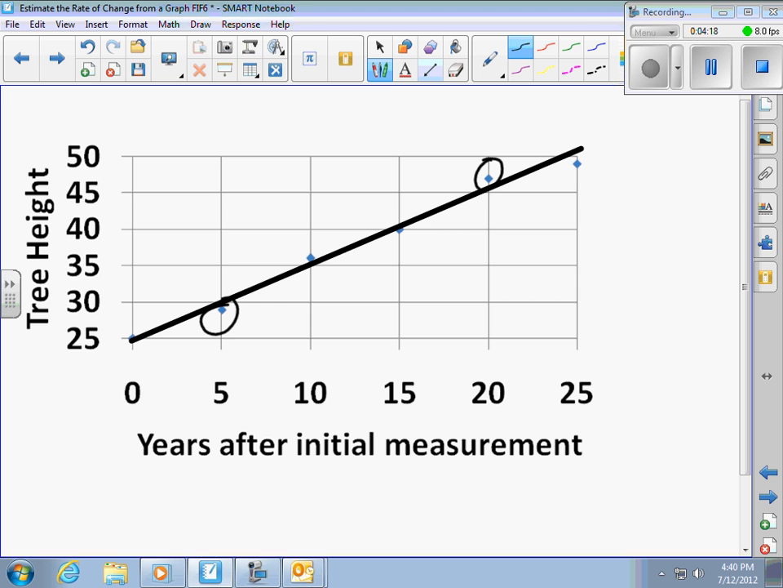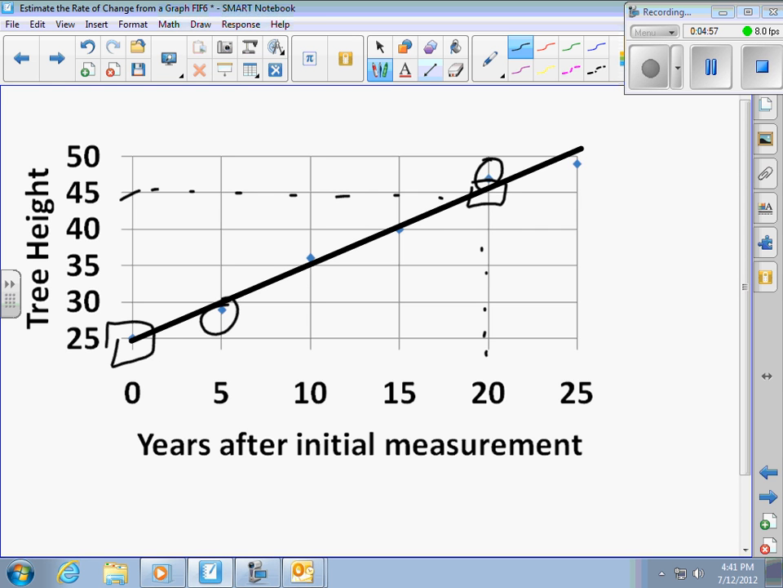Remember, this is an estimate, it's not exact, so if you get an answer that is not the same as somebody else's, just look to see if it's close. Well, let's look for places where that crosses right on a grid. I'd say that's pretty close to 45. That's pretty close to 25. So let's use those, and so that was after 20 years, 45 feet after 20 years, 25 feet initially.